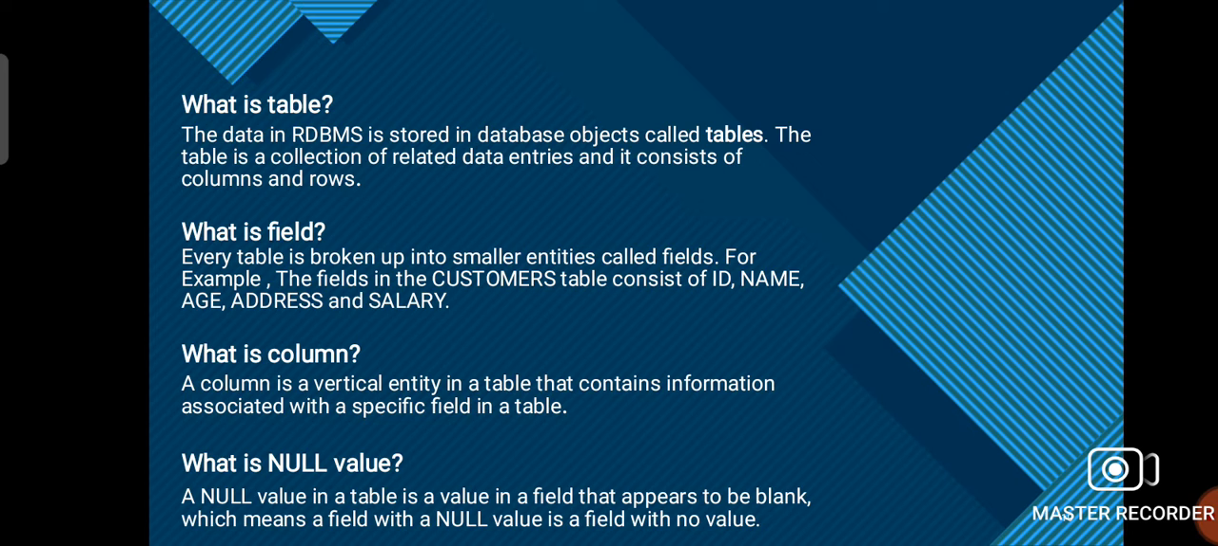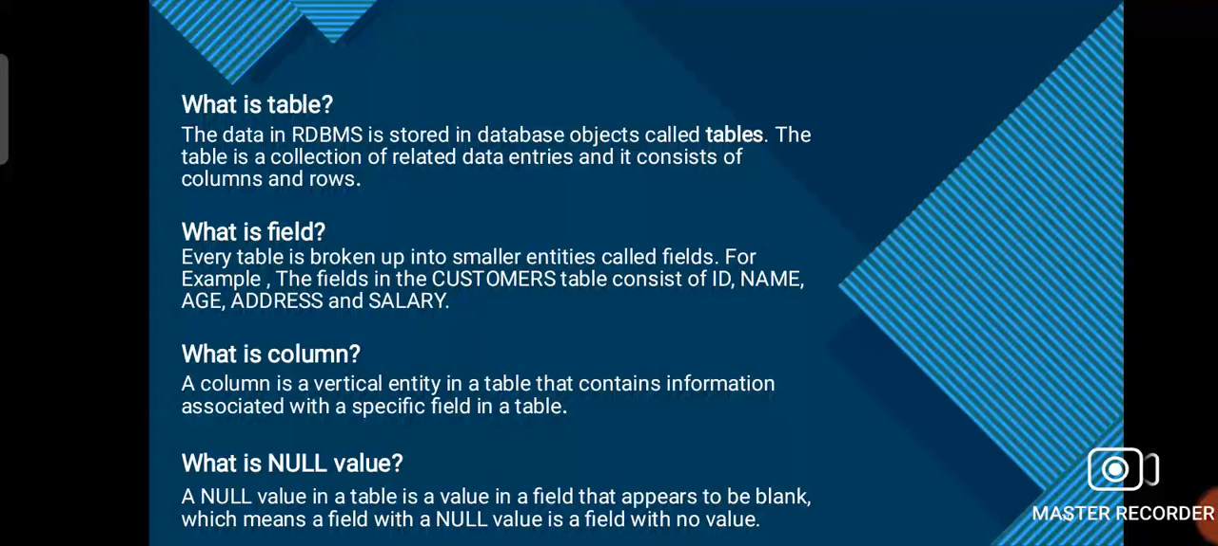Now, a field is nothing but one single cell of the table. One field consists of one data item. For example, in a customers table, we can have different attributes of the customers like customer ID, customer name, age, address, and salary. All those individual attributes are maintained in different columns. A column is a vertical entity in a table that contains the different information associated with a specific field in the table. One field consists of one value that corresponds to one column for a particular entity.